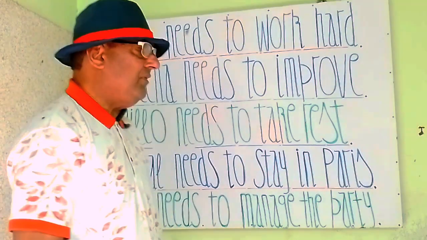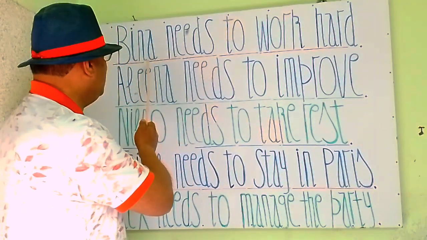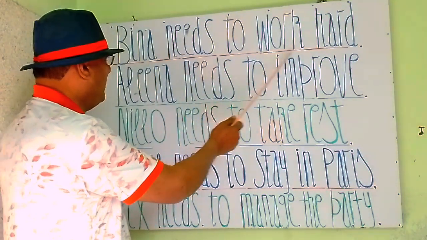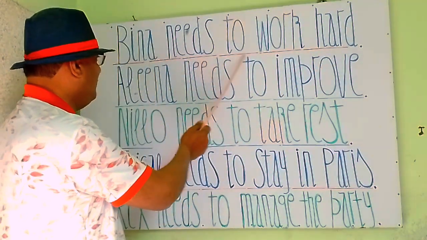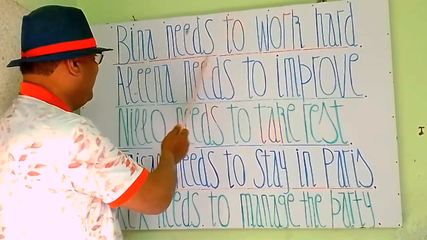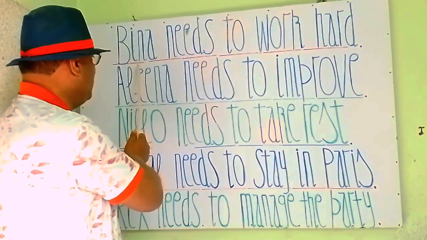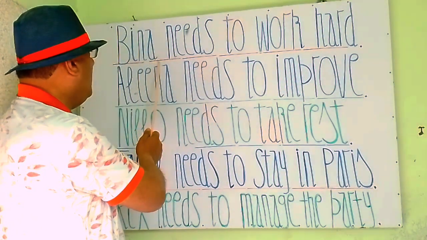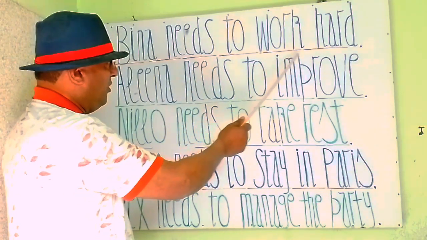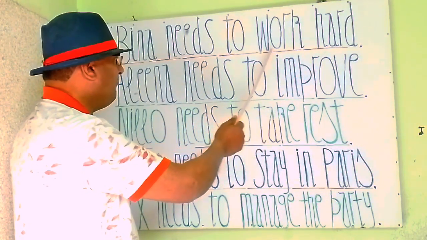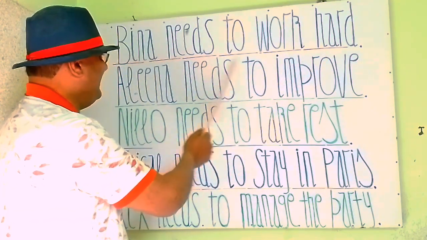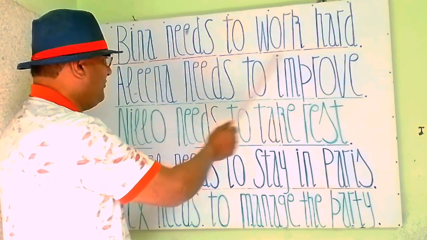Let's start up here. The first sentence you see, my students, is Bina needs to work hard. Bina को मेहनत की ज़रूरत पड़ती है. Bina is a subject and a noun. Needs to is a modal verb and work hard is a basic verb. मेहनत करना. Bina needs to work hard.